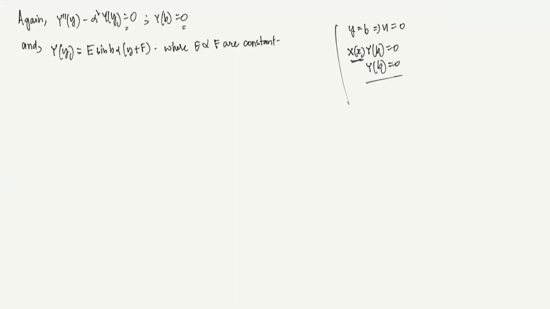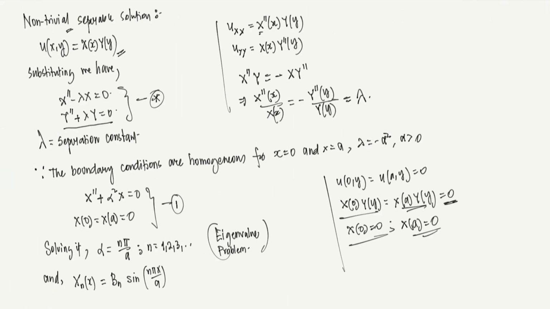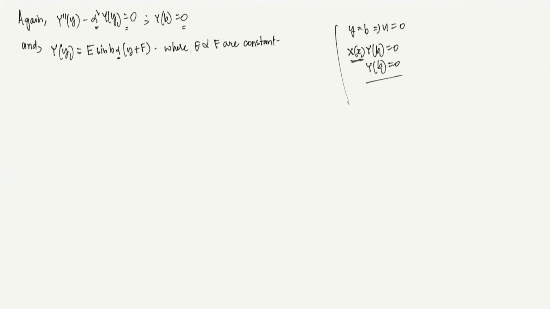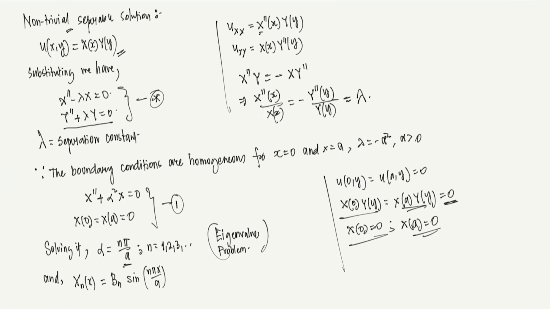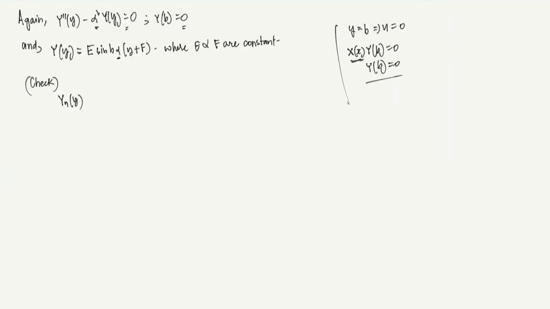Now if you put the boundary condition, you see, alpha we already know. This alpha is n pi by a. So if you put all of this together along with Y of b, please check this. Y_n of y. Why Y_n of y? Because alpha is not a single number, but an infinite sequence, one for every n. For each alpha you have one Y, so for alpha_n you have Y_n, which will be given by E_n.